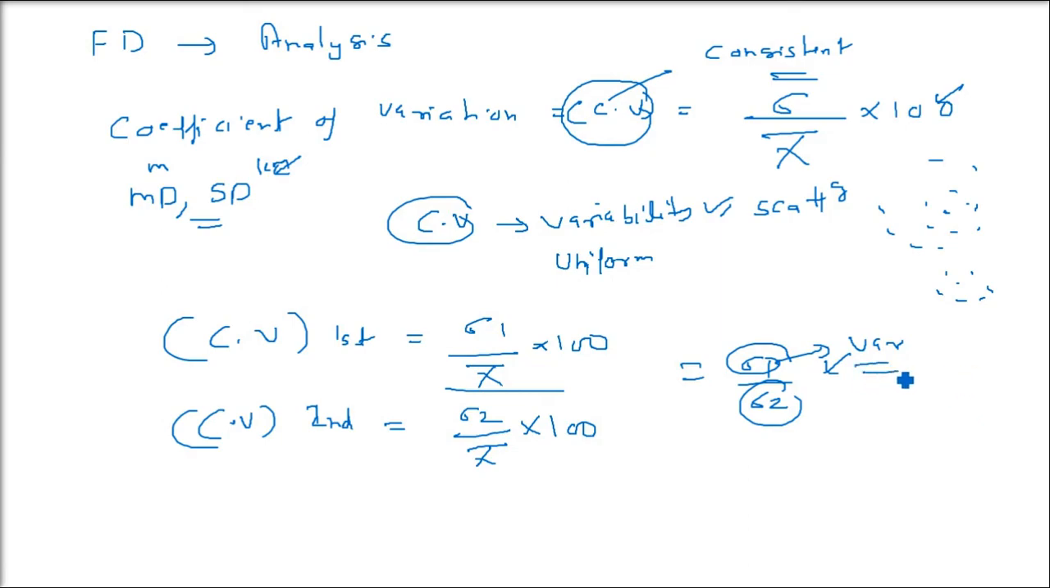Whichever sigma is higher, whichever sigma is lower, variance is coming from sigma. Sigma is coming from variance only. So higher variance, higher problem. Lower variance, good series.